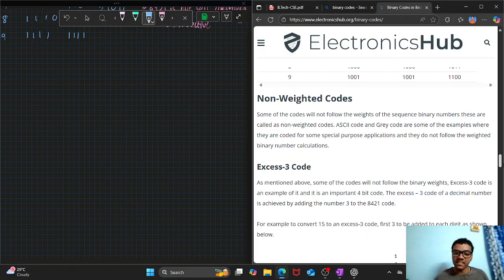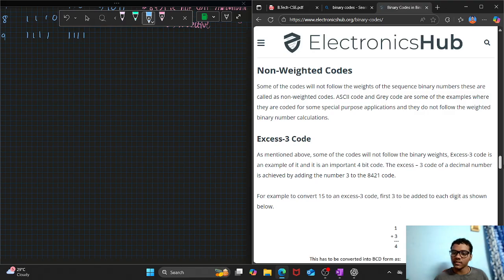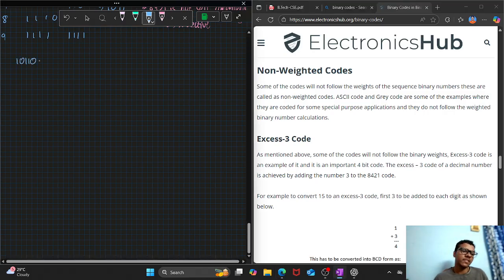So we have completed the weighted codes, right? The non-weighted codes are simple. If you have some number like this, you multiply it with the positional weights.